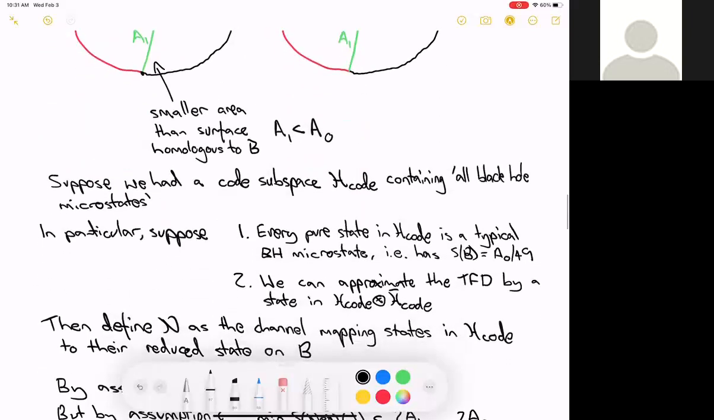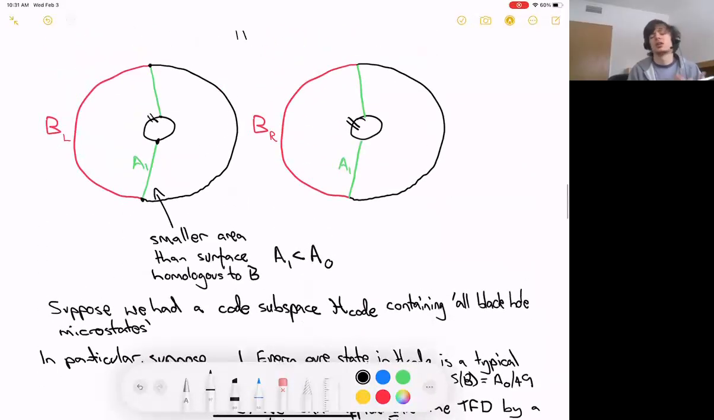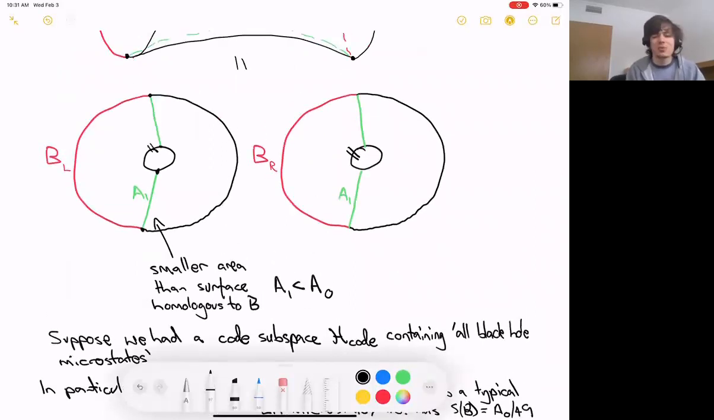Is there any estimate of how big this difference between A0 and A1 is? Yeah, it depends on the size of the black hole, number of dimensions, and so on. But the difference between A1 and A0 isn't really important because when you go from areas to entropies, you have this multiplying by 1/4G, right?